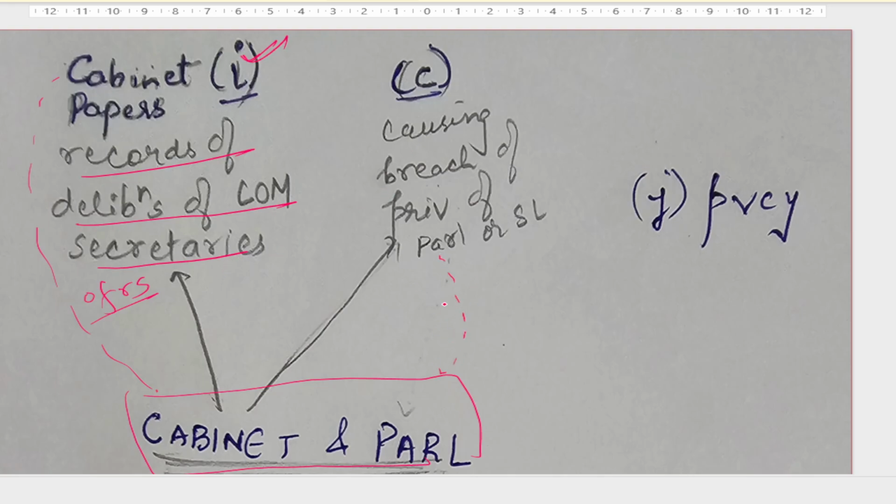Then information that is causing breach of privilege of Parliament or State Legislature is exempted from disclosure under subsection C of Section 8 of the RTI Act. Subsection J, we can remember separately. It deals with information that causes invasion of privacy of an individual. It is exempted from disclosure under the RTI Act.